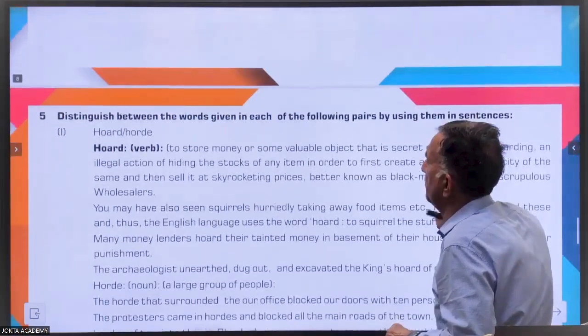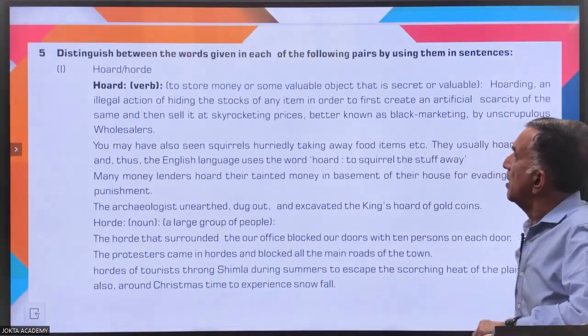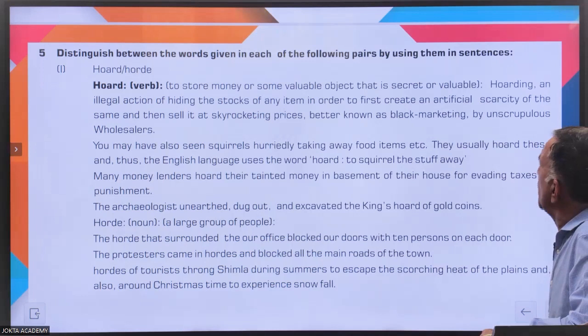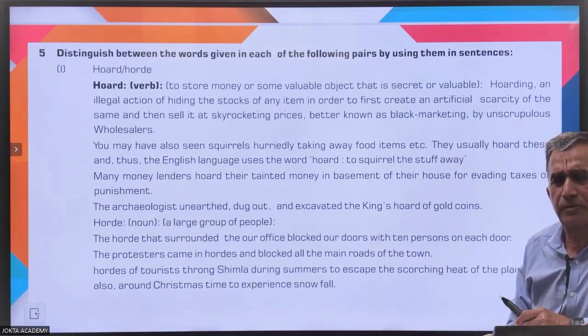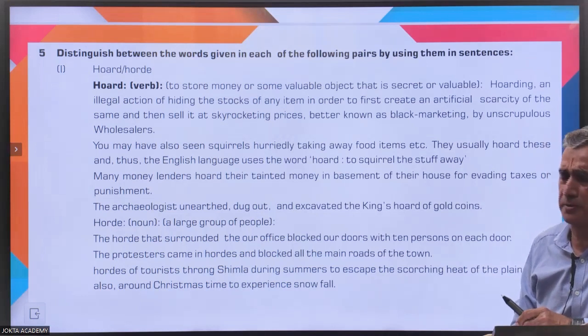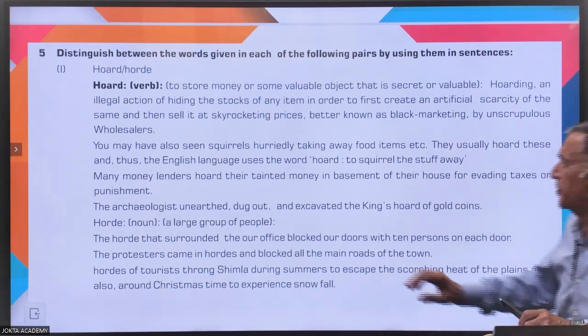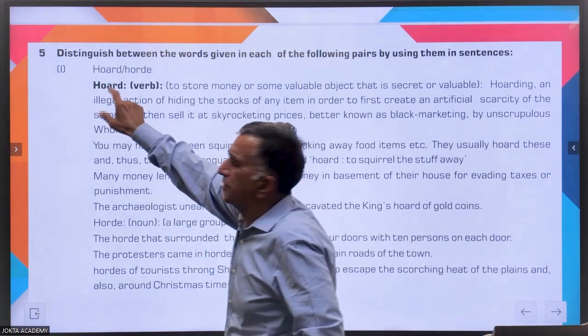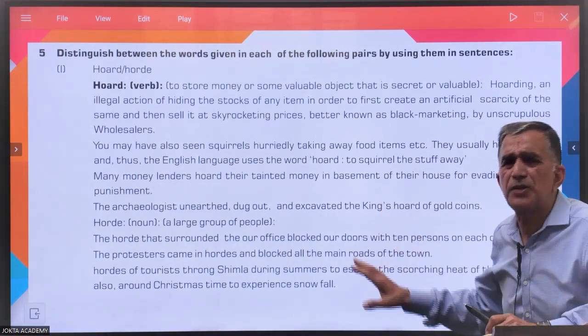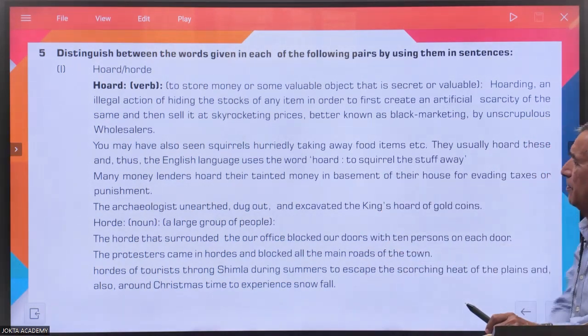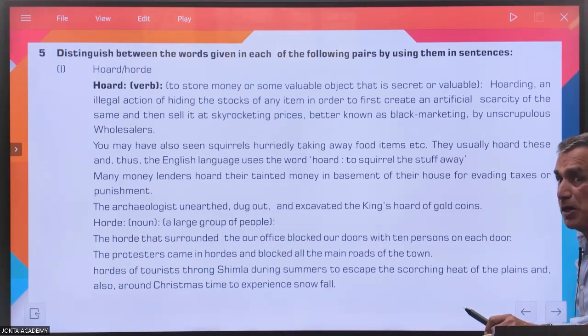Now next is: distinguish between the words given in each of the following pairs by using them in sentences. The role of sentence structure is maximum in these. The reason is that the sense of this word should be clear from the sentence you make. Hoard: to store money and some valuable object that is secret or valuable. So the meaning of hoarding should be clear from the sentence.